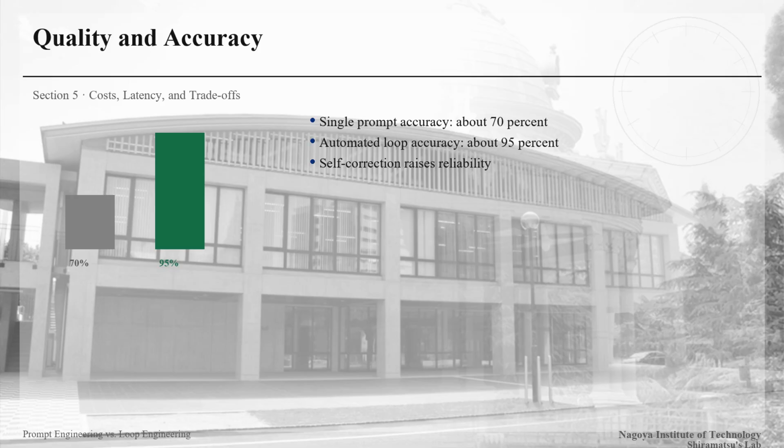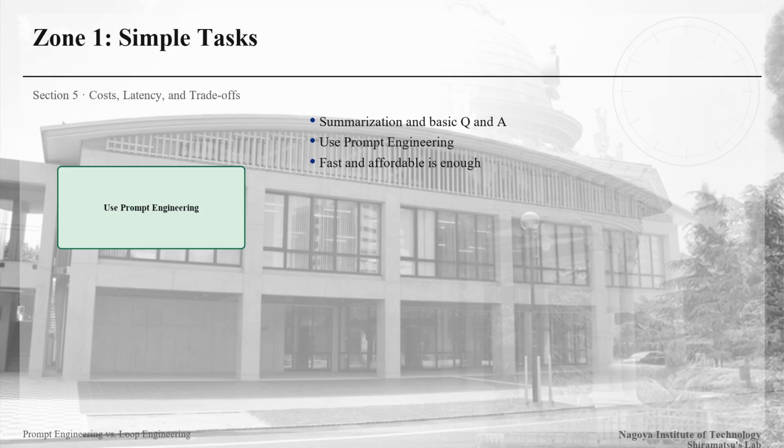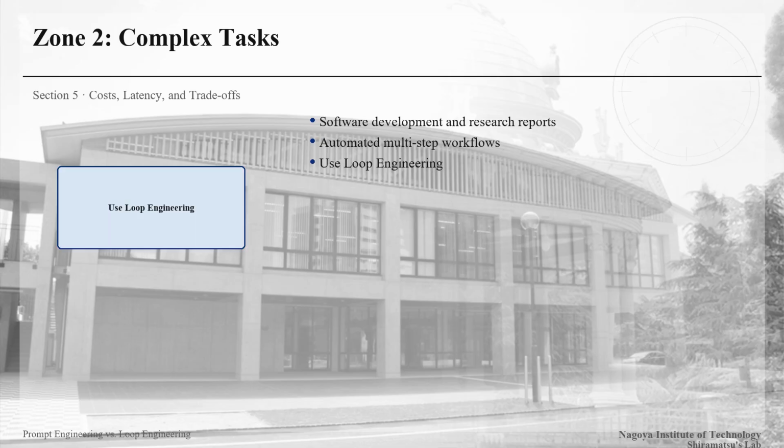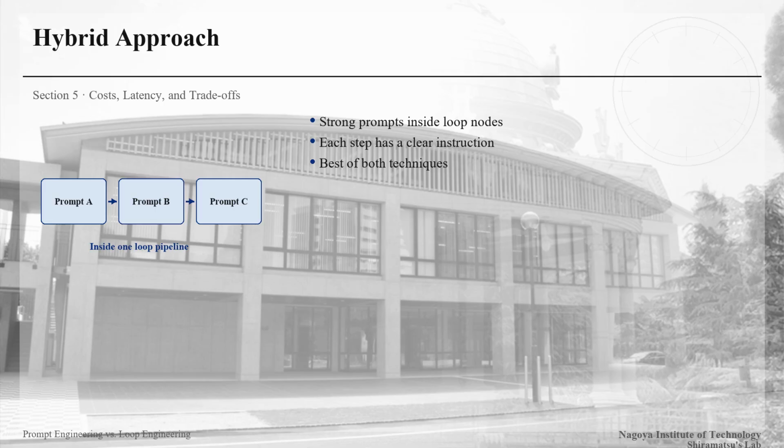A single prompt might reach about 70% accuracy, while self-correcting loops can approach 95%. For simple tasks like summarization and basic Q&A, prompt engineering is usually enough. For complex work like software development or research reports, loop engineering is the better fit. A hybrid approach uses well-engineered prompts as nodes inside a larger loop pipeline.